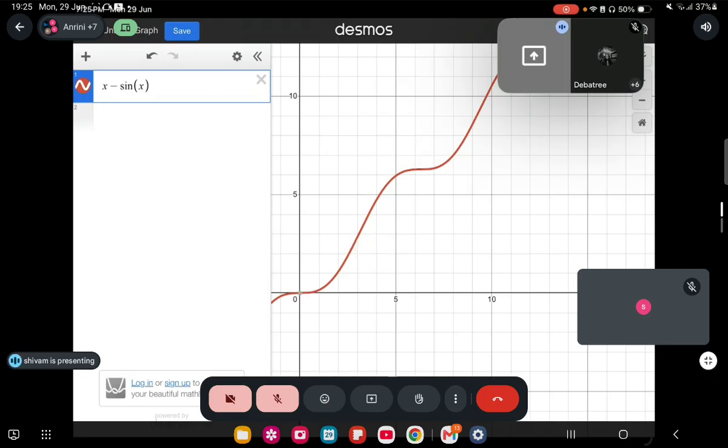Oh no, it changes. Try to understand, everyone. Up to pi, up to 3.14, the function is concave upwards. After 3.14, it's concave downwards, then upwards, then downwards, then upwards.